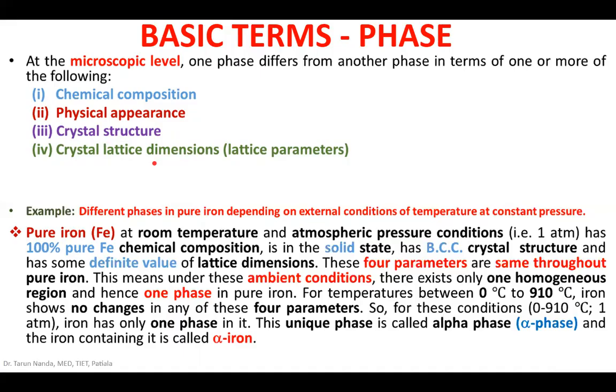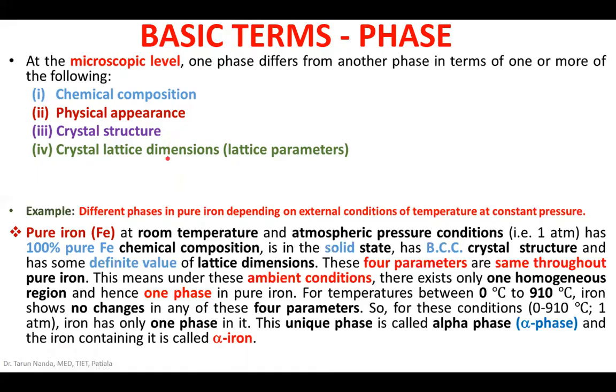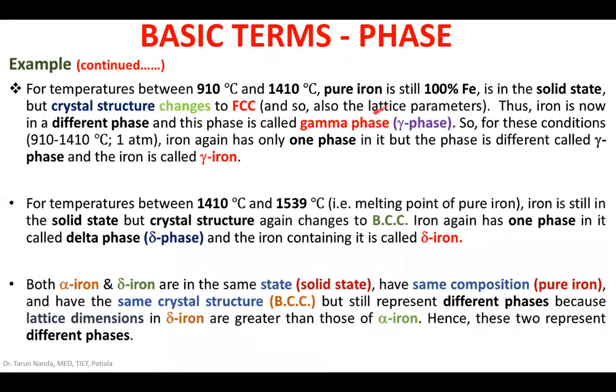So students, from 910 till 1394, iron has 100% chemical composition, solid state, but crystal structure is now FCC. Lattice dimension values are some unique. So between 910 to 1394, iron throughout has got only again one region, one phase in it. But that single phase is not now the alpha phase. This is a newer phase, a changed phase. That phase is called gamma phase. So I hope now you understand what is meant by a phase.